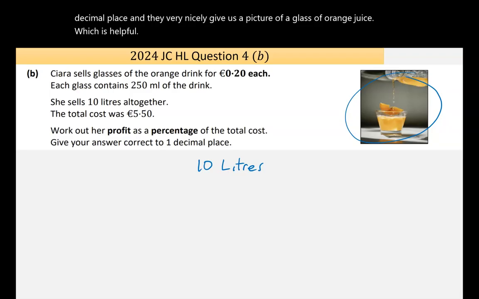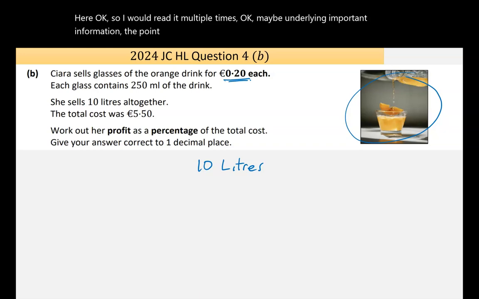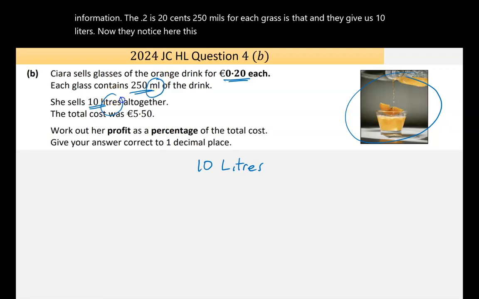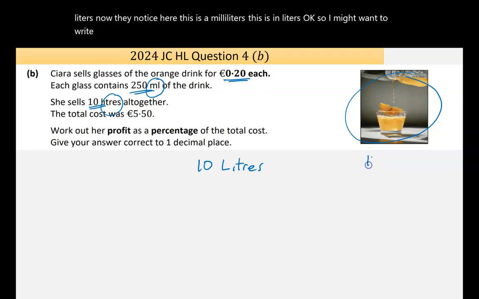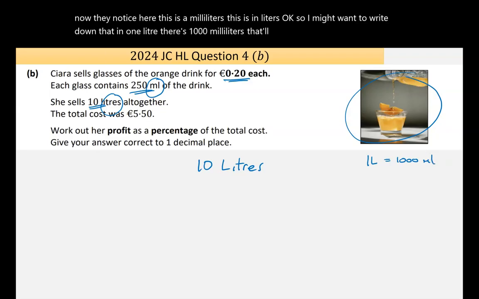Now, there's lots going on here. So I would read it multiple times. Maybe underline important information. The price is 20 cents, 250 mils, so each glass is that, and they give us 10 liters. Now notice here, this is in milliliters, this is in liters. So I might want to write down that in 1 liter, there's 1,000 milliliters. That'll most likely get the attempt as well. You're showing problem solving and knowledge.